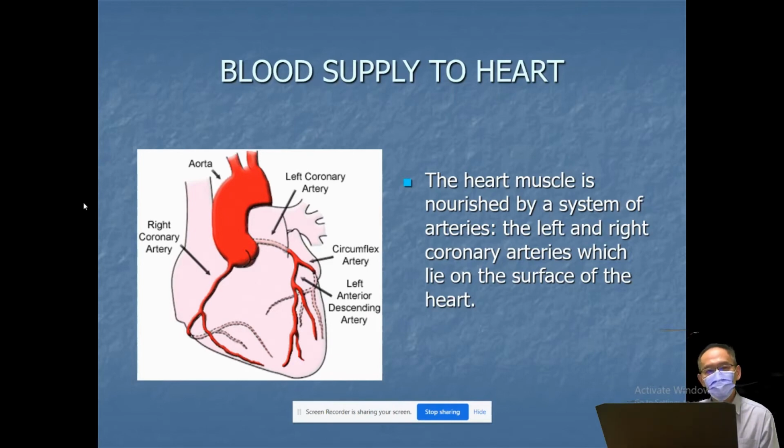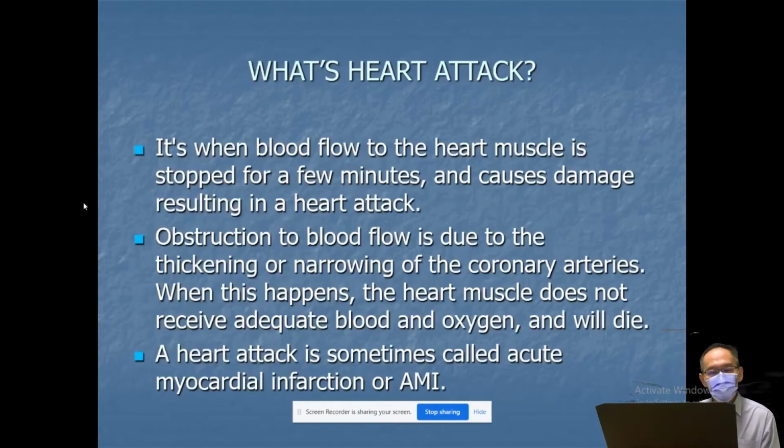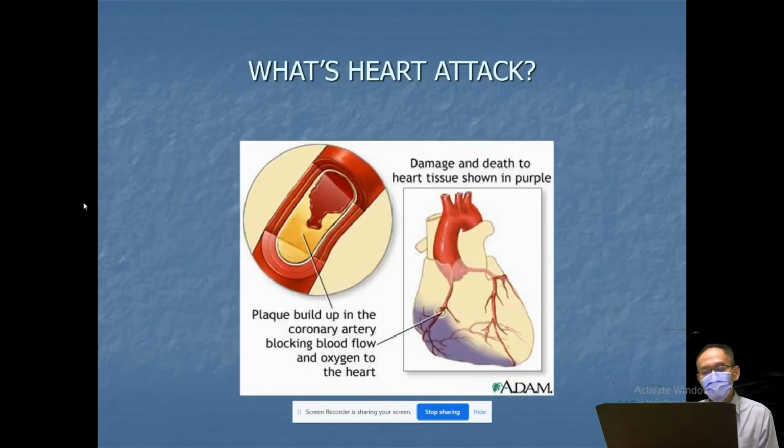When we talk about heart problem or heart disease, we are referring to coronary artery disease, where these vessels are blocked. So what is a heart attack? It happens when the blood flow to the heart muscle is stopped for a few minutes and causes damage. Obstruction to the blood flow can be due to thickening or narrowing of the arteries, mainly the coronary arteries. When this happens, the heart muscle does not receive adequate blood supply and oxygen, and therefore the cells around that area will die. A heart attack is sometimes called acute myocardial infarction, or AMI in short. Those are medical terms.